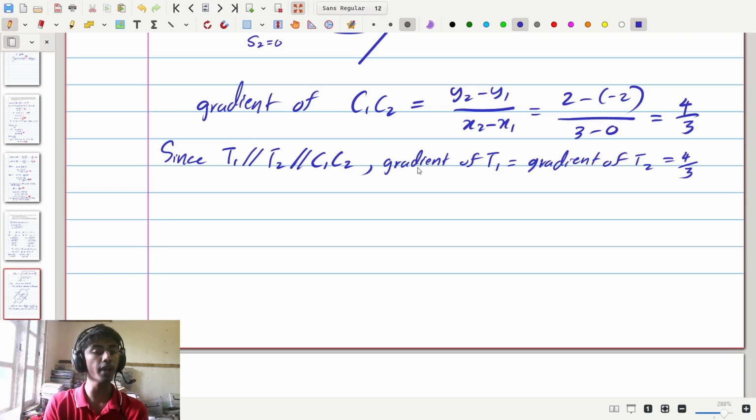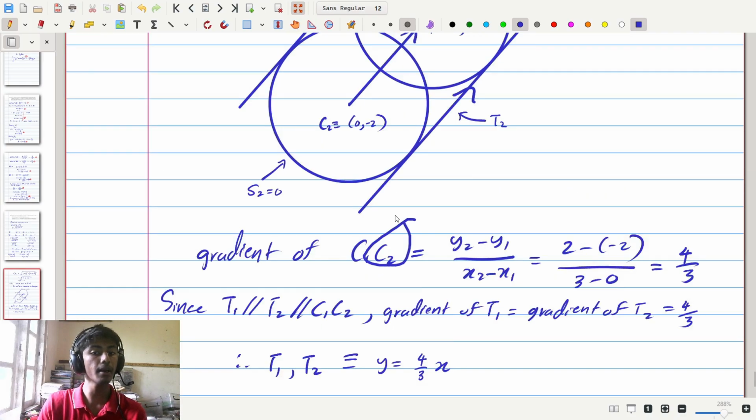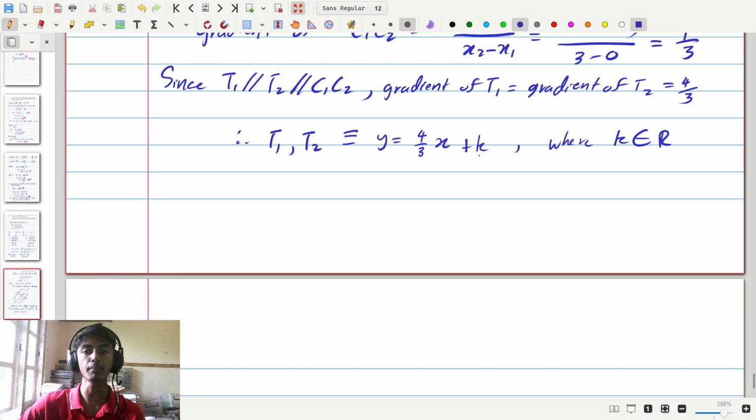Now if the gradient of these two lines is 4 over 3, then we can say, based on the form y equals mx plus c, the lines T1 and T2 must be given by y equals 4 over 3 times x plus a constant c. Now in this case, since I've used c more than once here, I'm going to instead use k as the constant. So we can write y equals 4 over 3 times x plus k, where k is an element of the real numbers. Now in this case, T1 will have one value of k and T2 will have a different value of k.